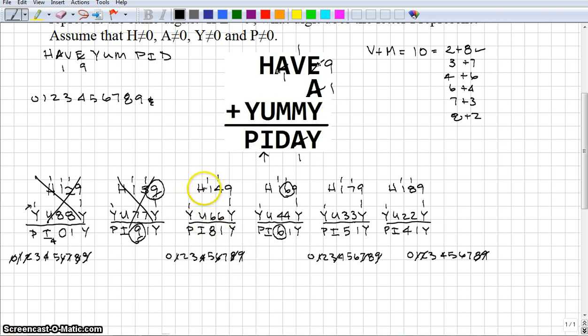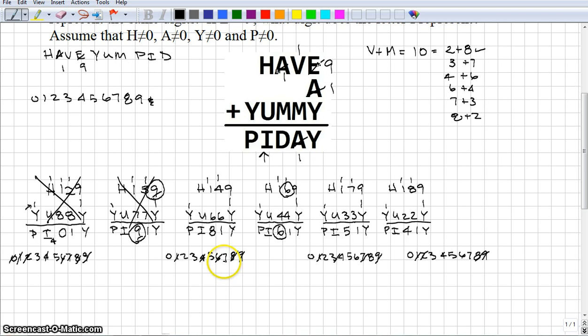And again, we want H and U to be something bigger than 10, right? Or it could be 10 in this case, because we haven't used the 0 yet. So let's see, what do we have left to work with? We have 0, 2, 3, 5, and 7. Well, let's take a look here. What could we do?